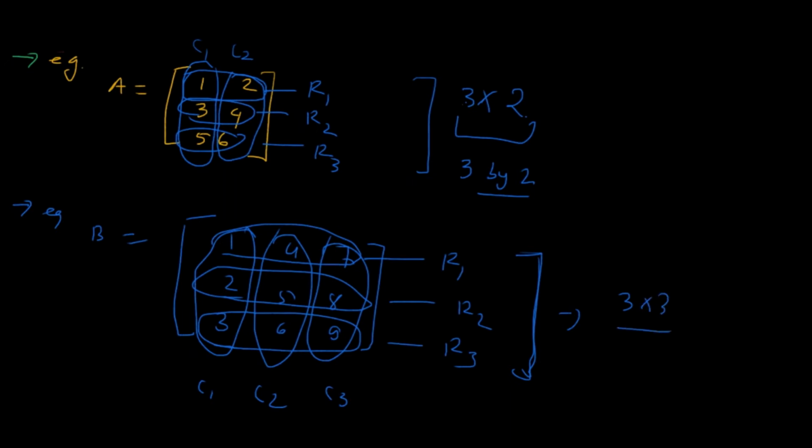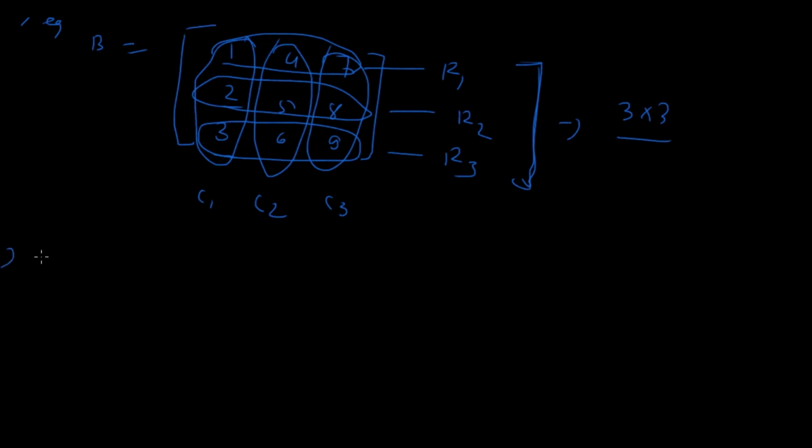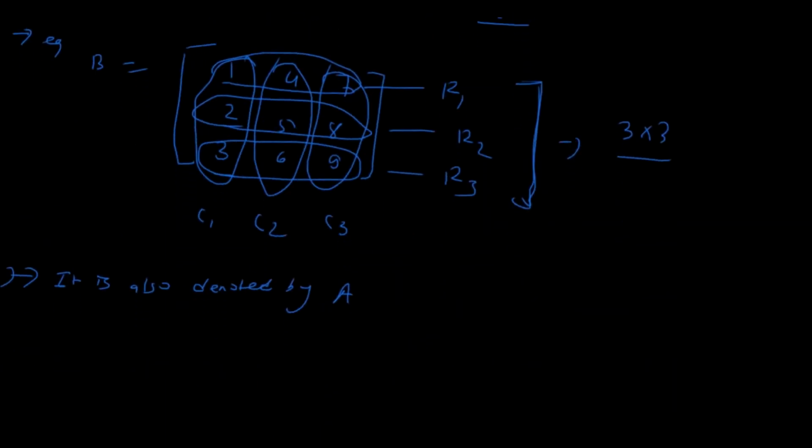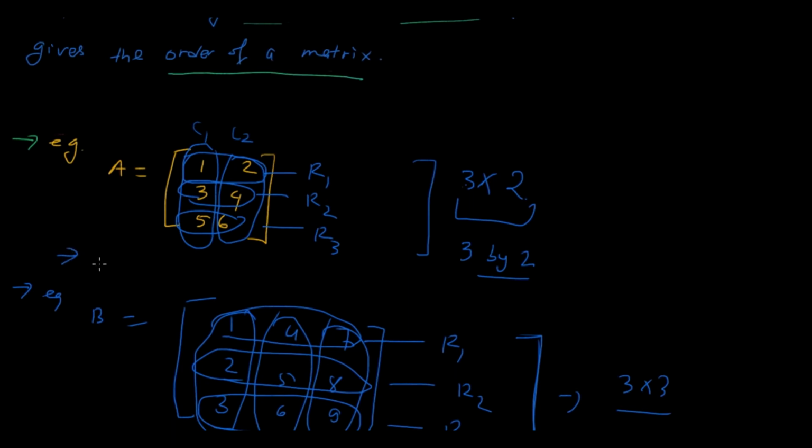So a few points here: this matrix is also denoted by B 3 by 3, and matrix A is also denoted by A 3 by 2.